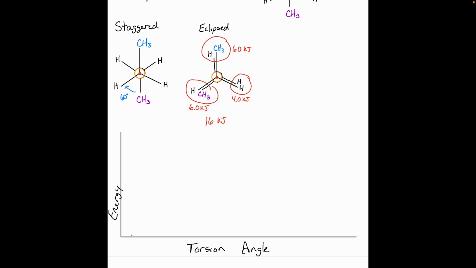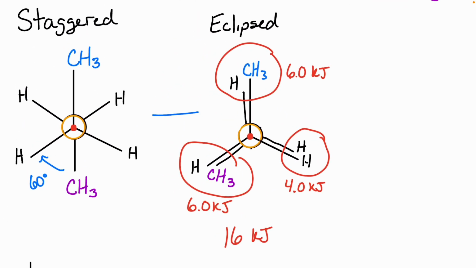We start out with this low energy staggered structure, and then as we rotate, our energy increases to now 16 kilojoules for our eclipsed structure. Right, we started out staggered, we rotated 60 degrees, and now we got this eclipsed conformation. All right, we're going to keep on playing that game. We're going to rotate another 60 degrees.